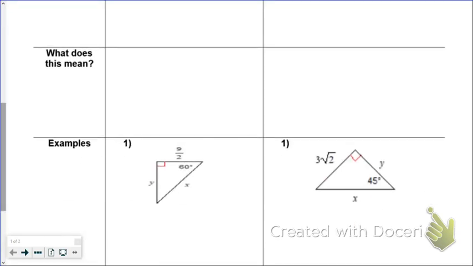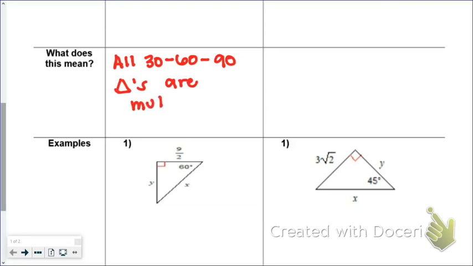What does that mean? What that means is that all 30, 60, 90 triangles, so all triangles that have the measures of 30, 60, and 90, are multiples of the ratio we just found. So 1 to the square root of 3 to 2.